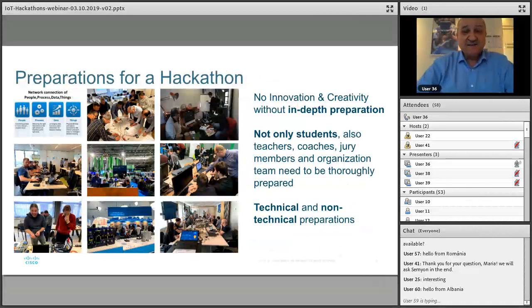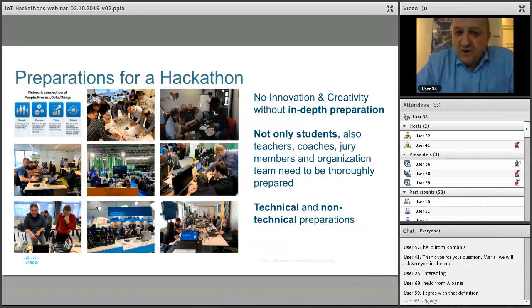Preparations, as I said, no innovation or creativity without in-depth preparations. The students do not know the exact tasks they have to do, but you can prepare them without telling them what it will be about. Here you see some of the instructors preparing. Most of the pictures here are instructors preparing or us visiting conferences to find ideas that we can use for events that we like to organize.